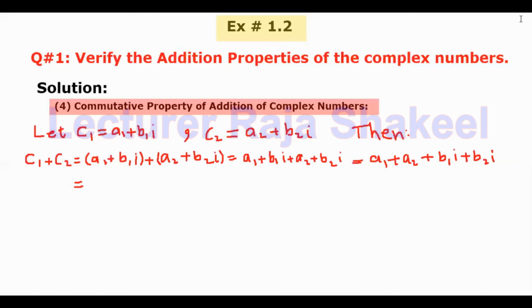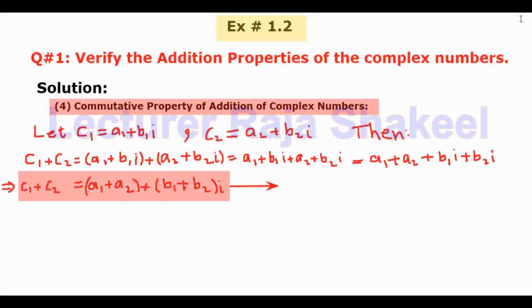Again, making a proper arrangement, since A1 plus A2 are real numbers, we write them inside the brackets of the real part. So A1 plus A2 is the real part of the new complex number, while B1 iota and B2 iota have iota in common between them, so these may be written as B1 plus B2 into iota. This is a new complex number, the result of C1 plus C2, and we name it equation 1.